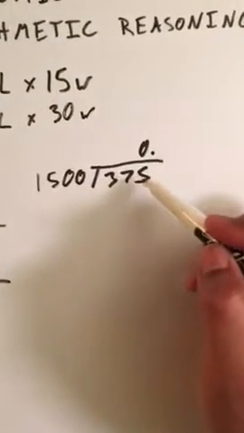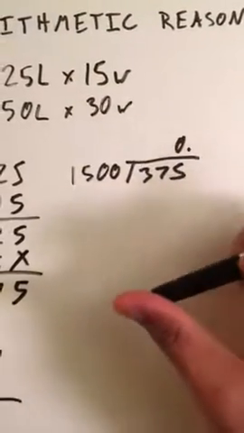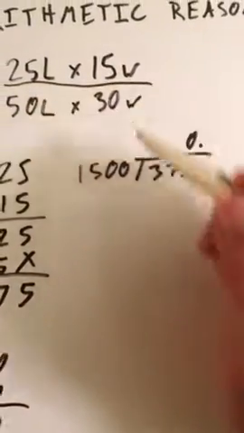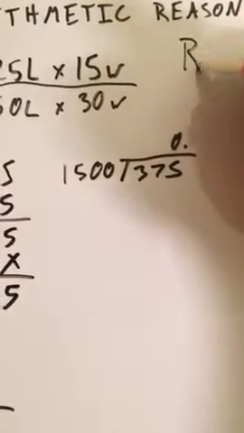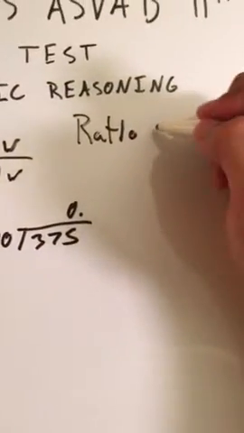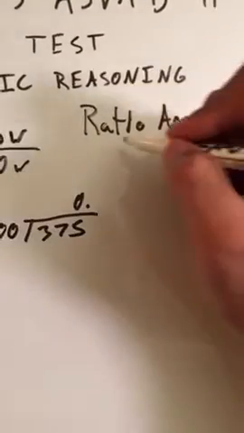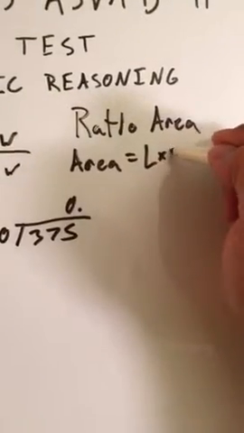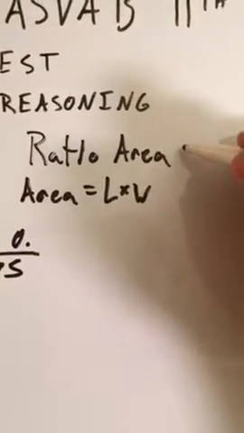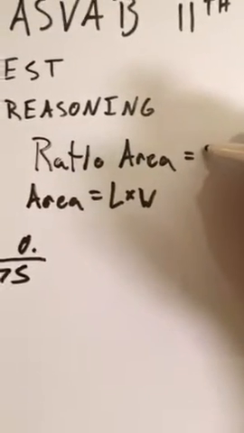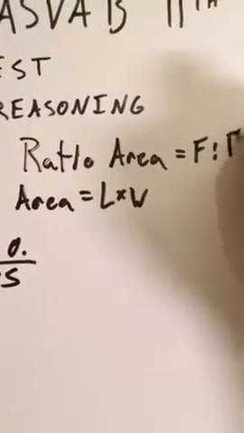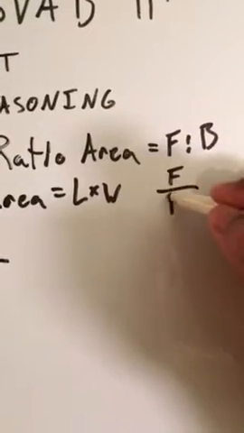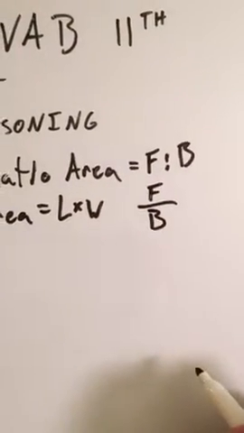Alright, so now it has to go into 375, because in order to find the ratio, you're putting this exactly like that. The ratio of the area is going to be front to back, which is the same thing as front divided by back. It's just different ways of saying it.